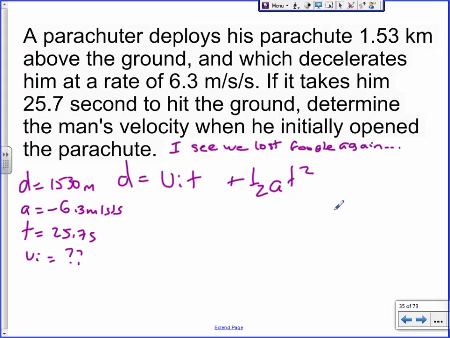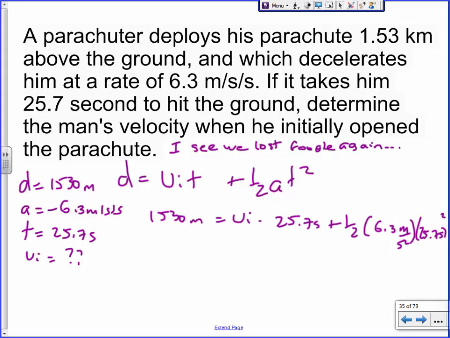Okay, so we're just working through this example here. You guys had a chance to try it? So we know our distance is 1530 meters. I made that conversion from kilometers in my head. We're looking for an initial velocity. We know our time, 25.7 seconds. Our acceleration, negative 6.3 meters per second squared. Very rapidly running out of room here. 25.7 seconds squared.